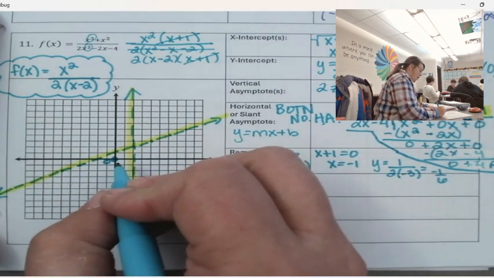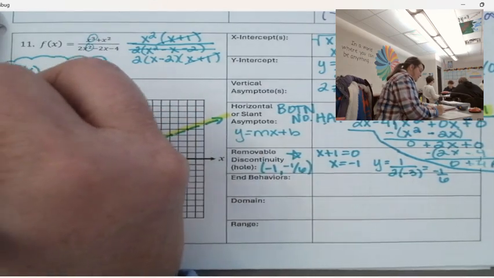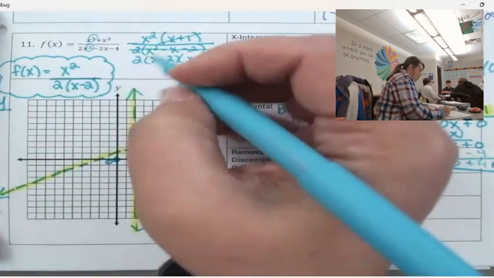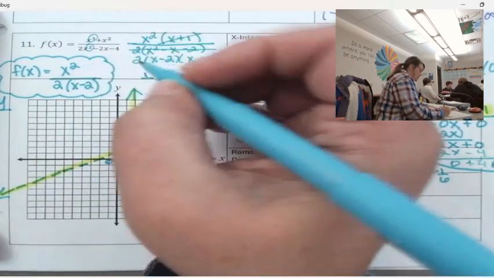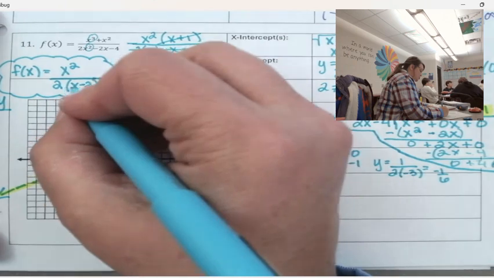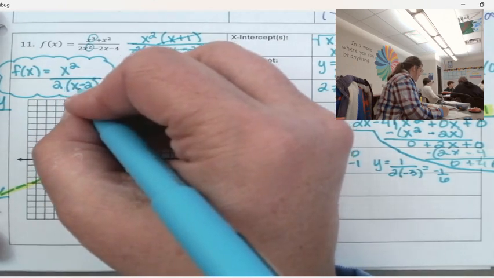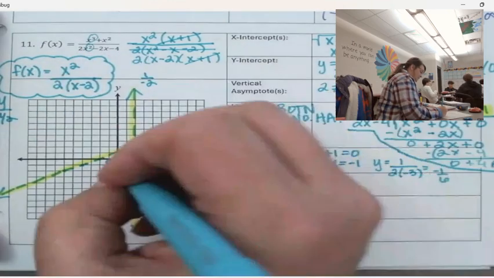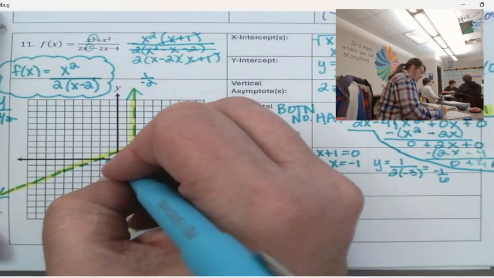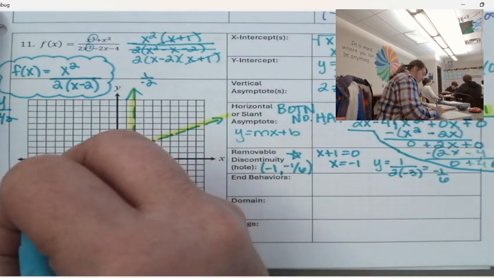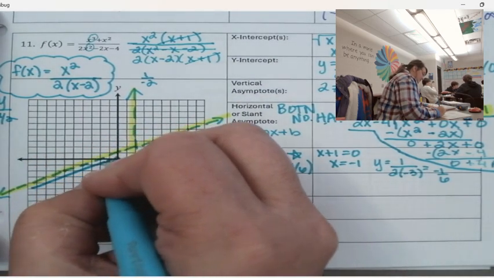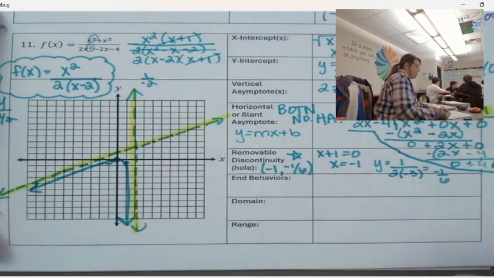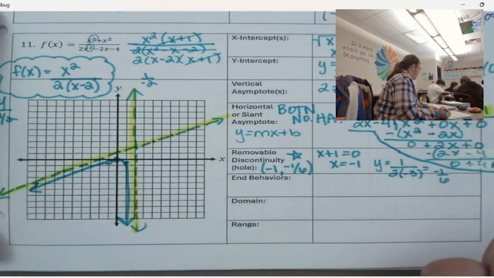If I get some numbers here, if I plug in 1, 1 squared is 1, 1 over 2 times 1 minus 2 is -1, so that's -2. So -1/2, 1 and -1/2, this guy right here. So this comes up like this, comes around, and then goes down like this, right by the asymptote. The asymptotes really shape the graph.